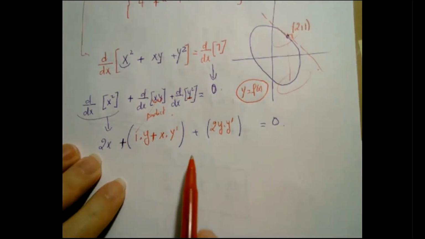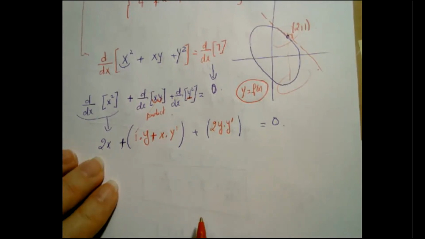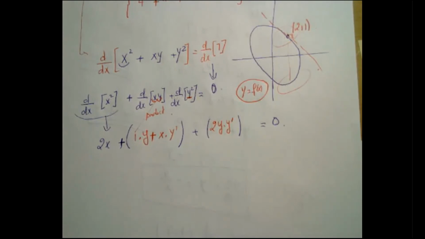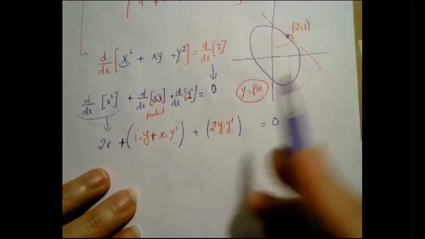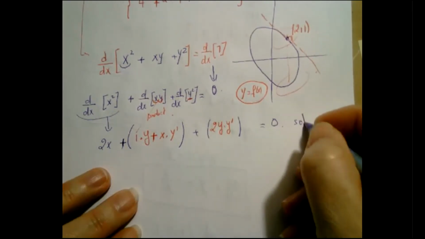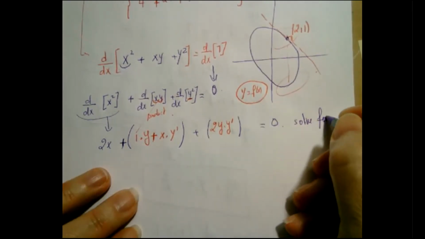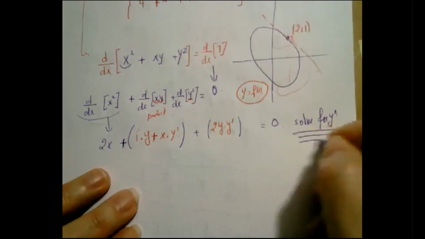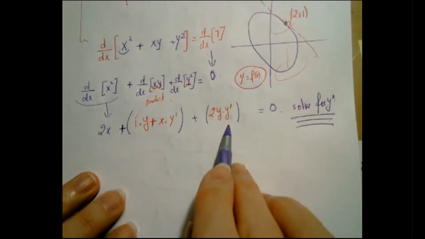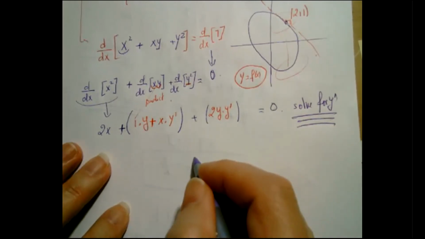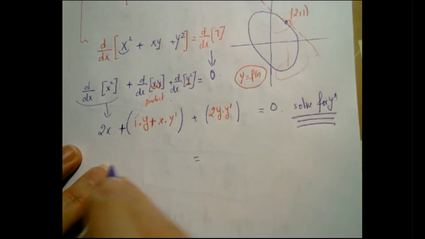Okay, so now I differentiate. Now what should I do after that? What do I do after I do the differentiation correctly? Solve for y prime. Right, now we have to solve for y prime. How do I solve for y prime? I need to isolate the y prime. So everything with y prime should stay on one side. Everything that has nothing to do with y prime goes to the other side.